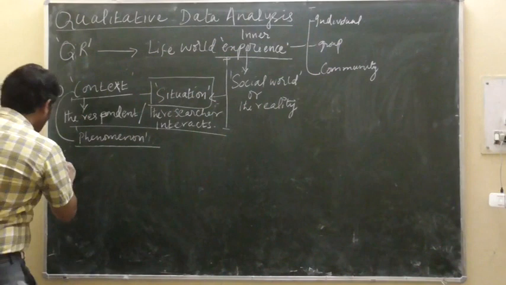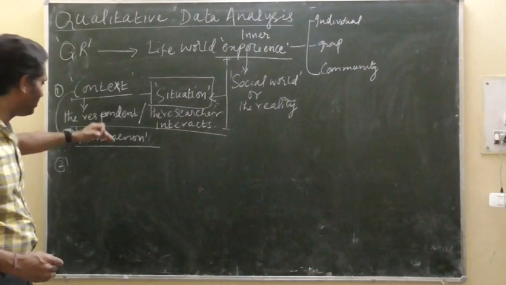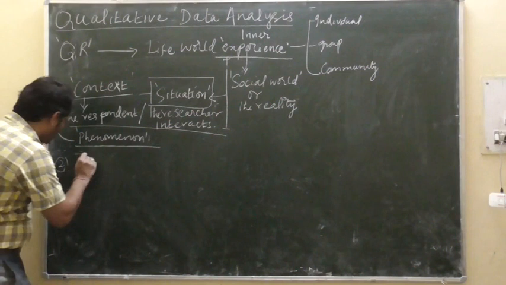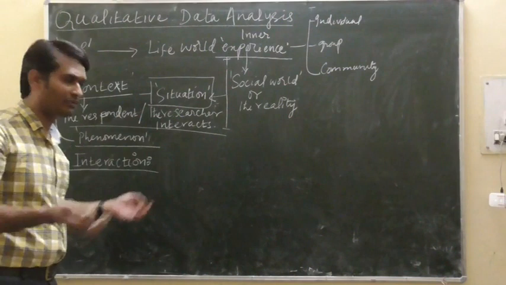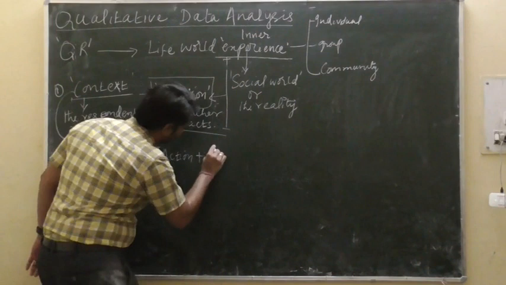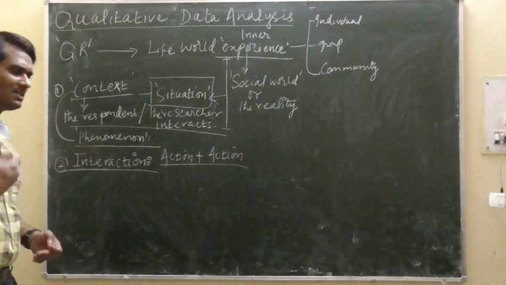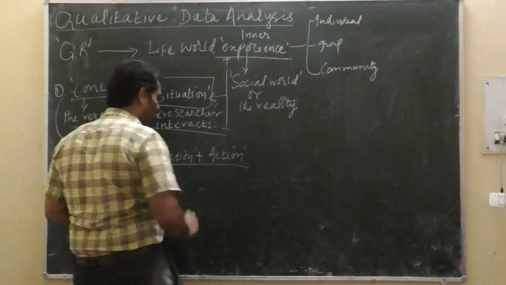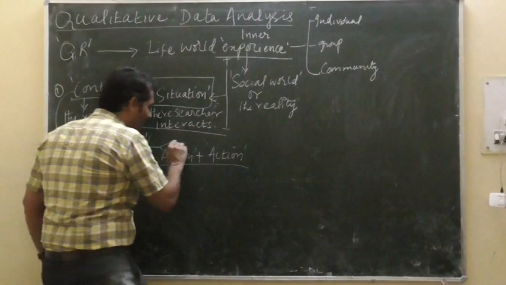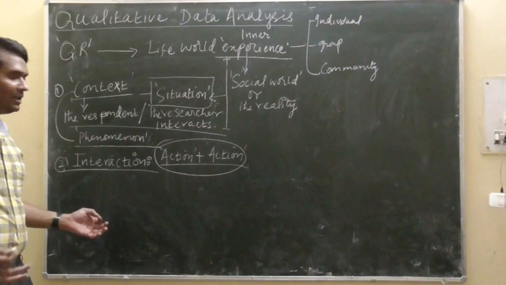Number two is that when you are understanding the situation, the first is the context within which the phenomena occurs. The second one is that you have to clearly understand the interaction that takes place between different individuals or within a group. That means an action plus another action is an interaction. Suppose only one person is doing an action, and the other person is not trying to respond to the action that is happening. That means it is very partial in nature, and there is no real interaction happening. So interaction means that people should participate.